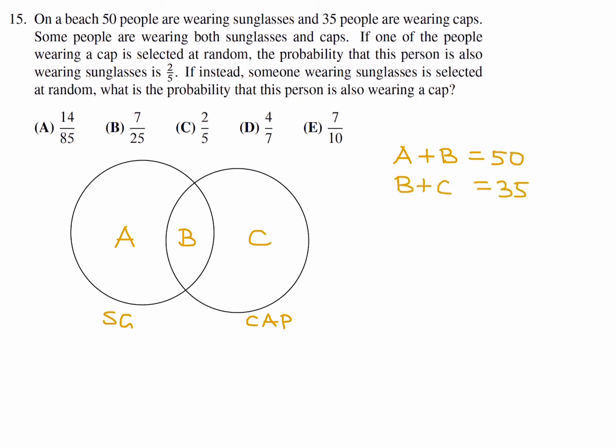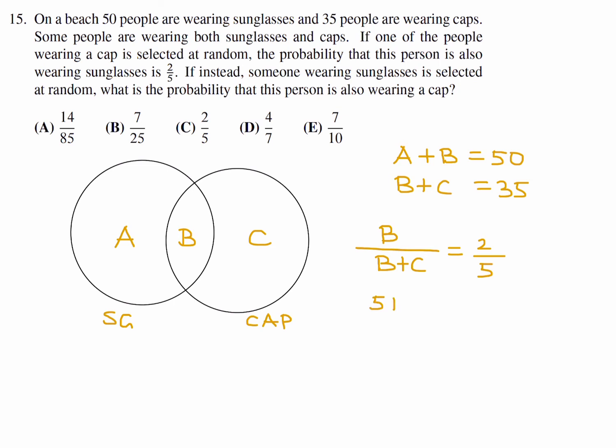Now let's take into consideration this sentence here. If one of the people wearing a cap is selected at random, the probability that this person is also wearing sunglasses is 2 over 5. All right, so how do I take that information, put it into an equation? Basically, it means that of these people, if you take B, B is also wearing sunglasses, right? Because B is that common region. So that sentence can be written mathematically as B over B plus C is equal to 2 over 5. So that's going to help me solve for the next part of the question.